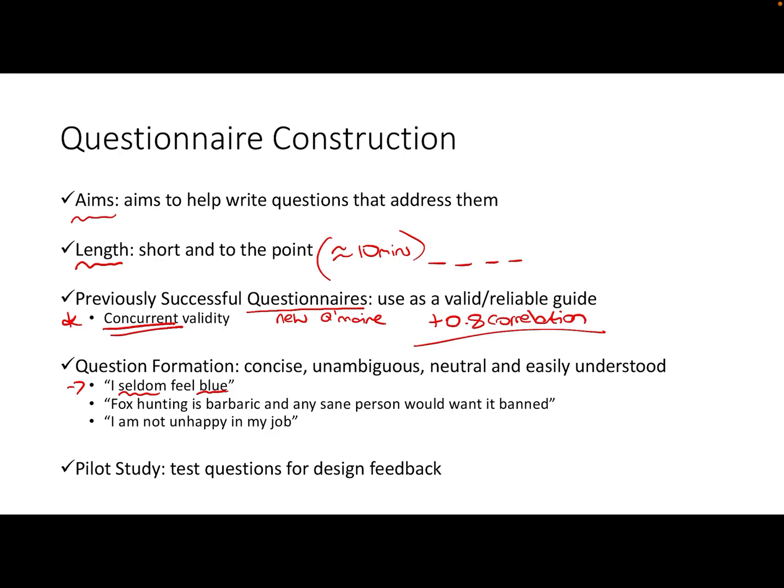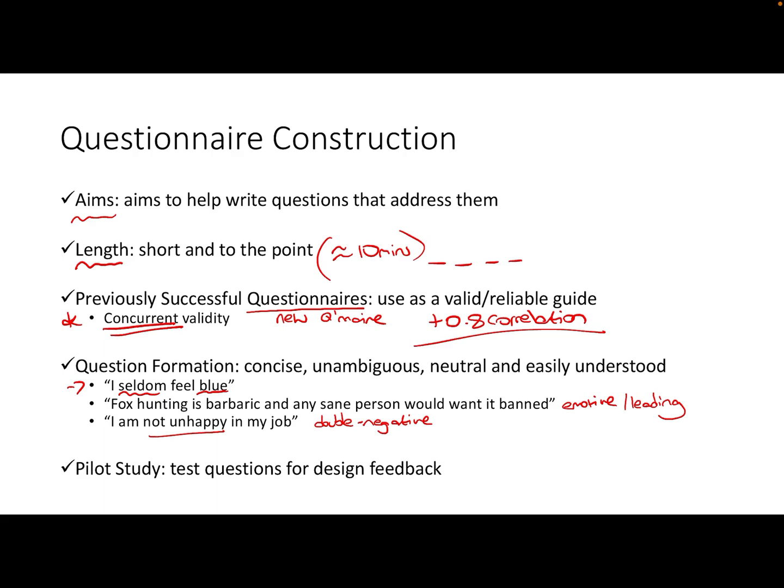"Fox hunting is barbaric and any sane person would want it banned." Here we've got an example of strongly emotive language that's likely to lead participants to a particular response. So this could also be seen as a slightly leading question. And then here, "I am not unhappy in my job." This double negative is confusing. And this is going to lead participants to perhaps answer incorrectly because they didn't truly understand the question and not because they believed or didn't believe in that item.